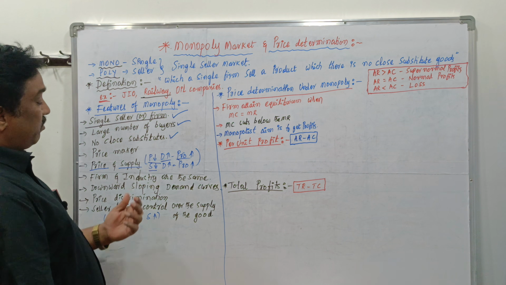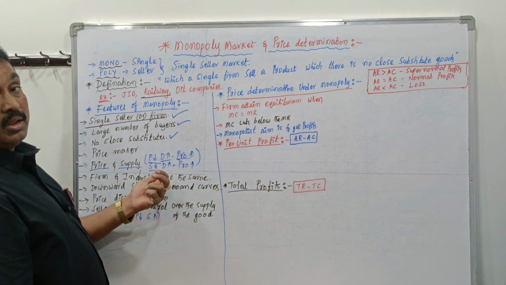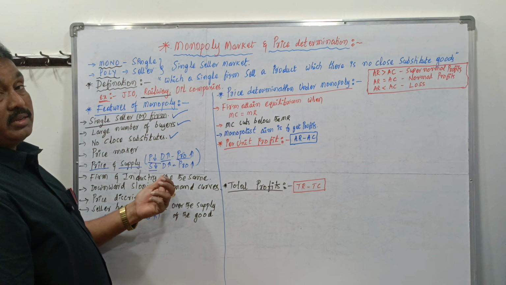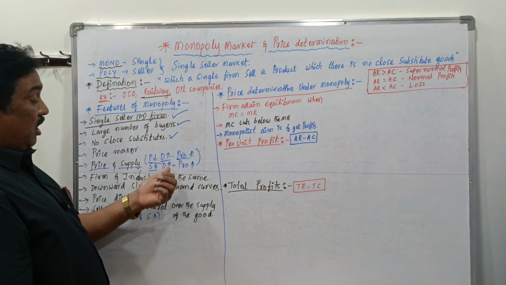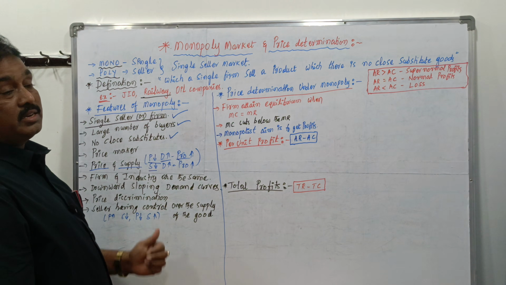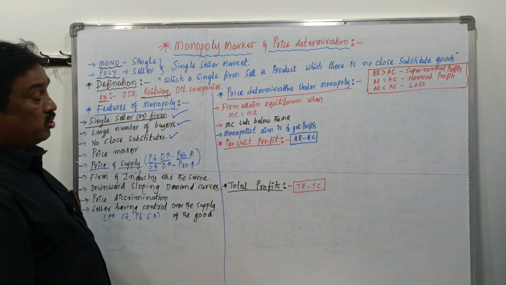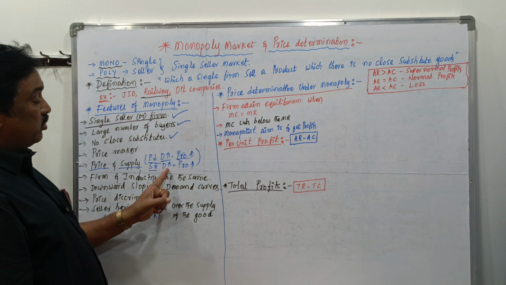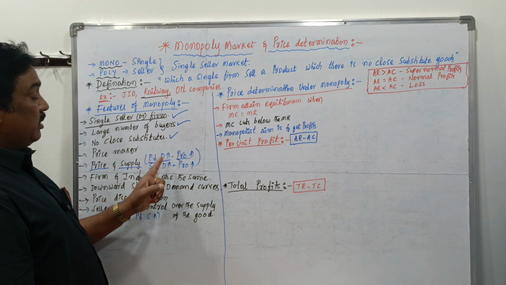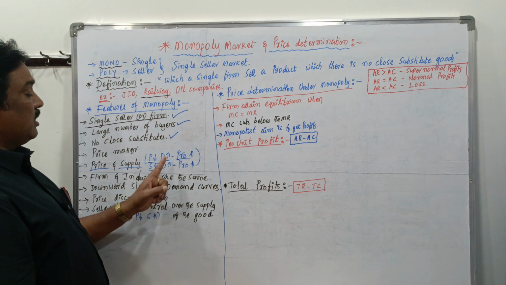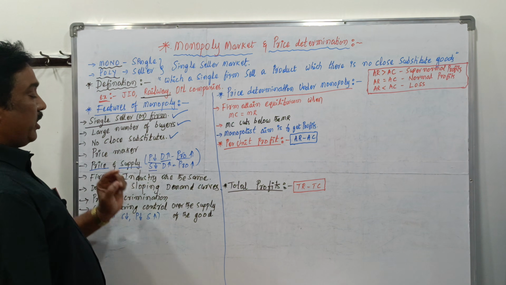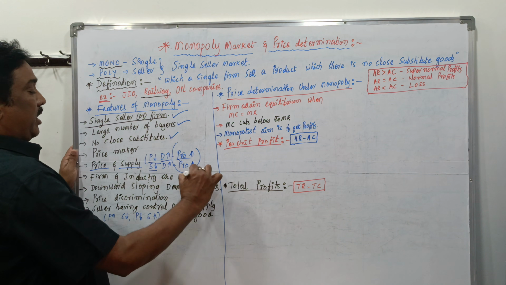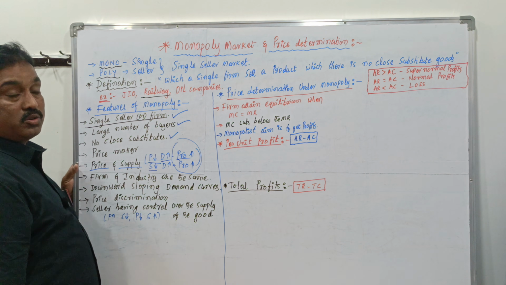Sometimes the seller wants to decrease their supply. When they decrease the supply in the market, automatically there is a scarcity of the goods, and demand for the goods also increases. Then the price increases, and automatically they get more profits. So finally, their main aim is to get profits only.